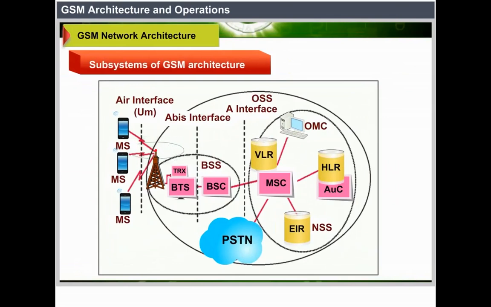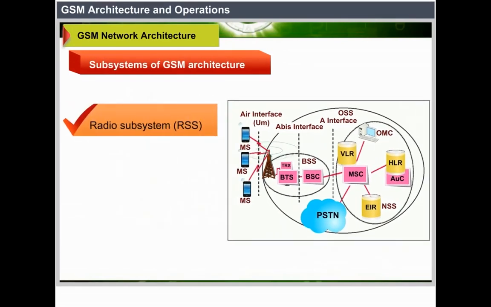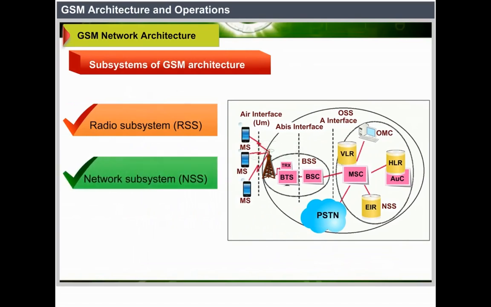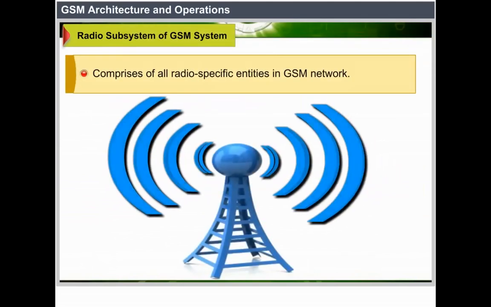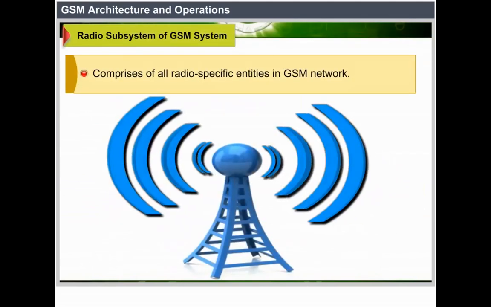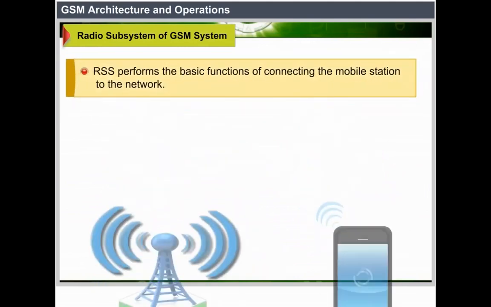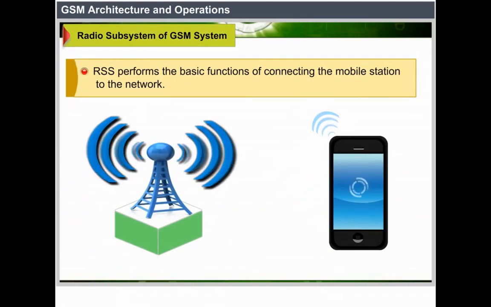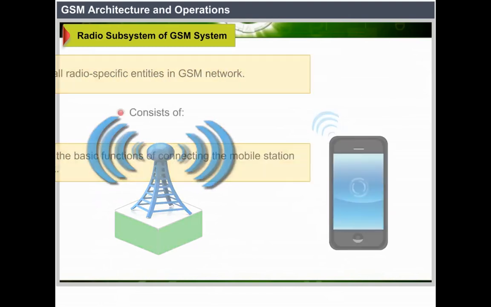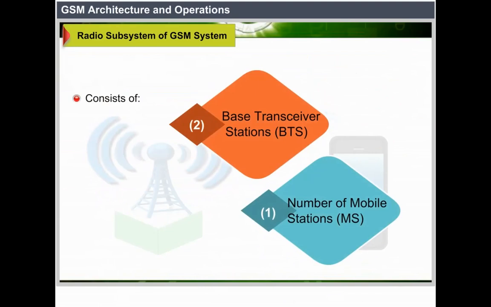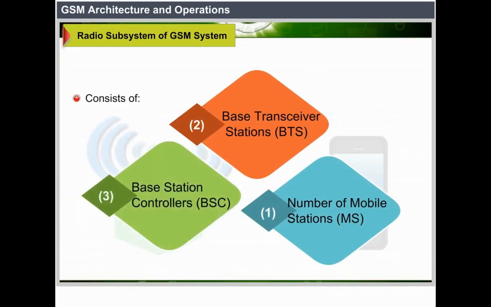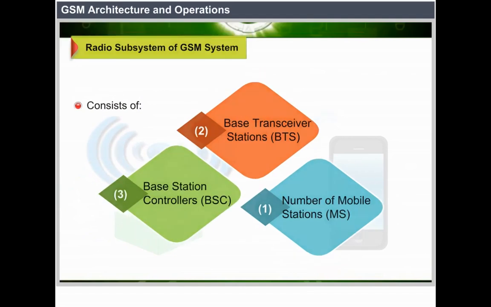Subsystems of GSM architecture: Radio Subsystem (RSS), Network Subsystem (NSS), Operation Subsystem (OSS). The radio subsystem of the GSM system comprises all radio-specific entities in the GSM network. RSS performs the basic functions of connecting the mobile station to the network. It consists of a number of mobile stations (MS), base transceiver stations (BTS), and base station controllers (BSC).